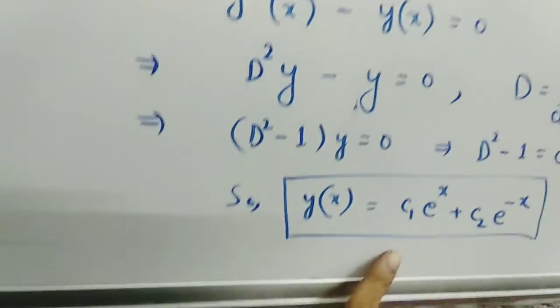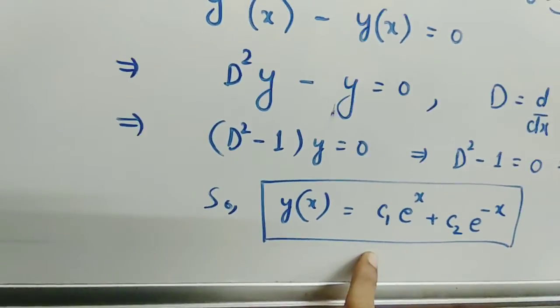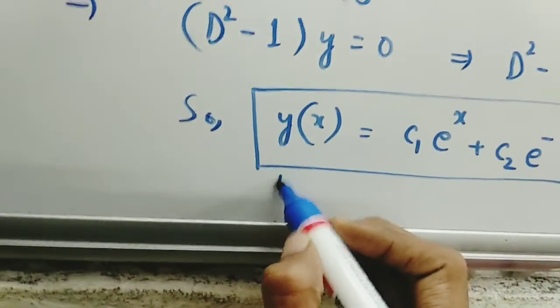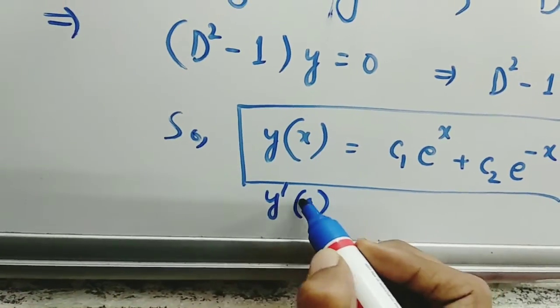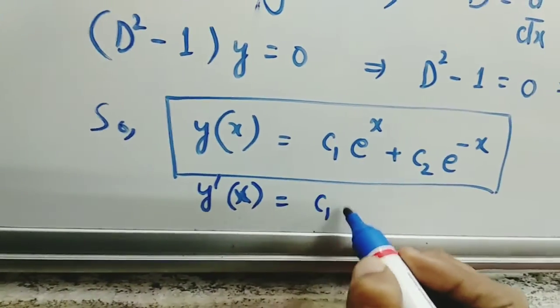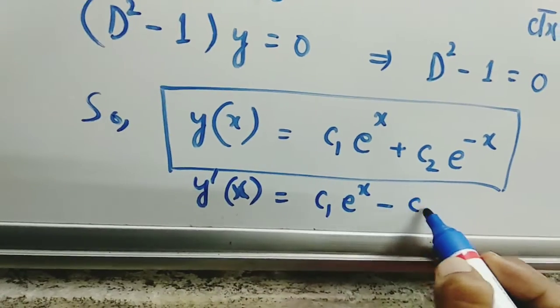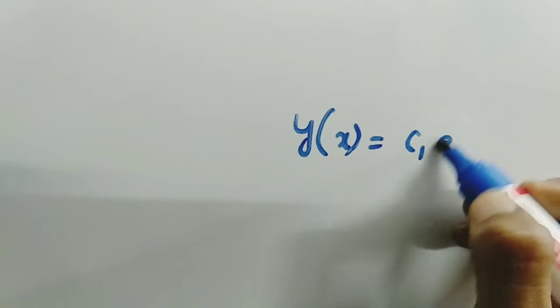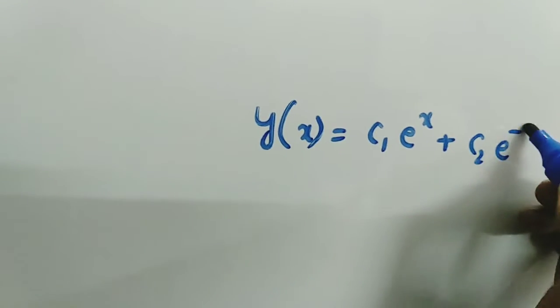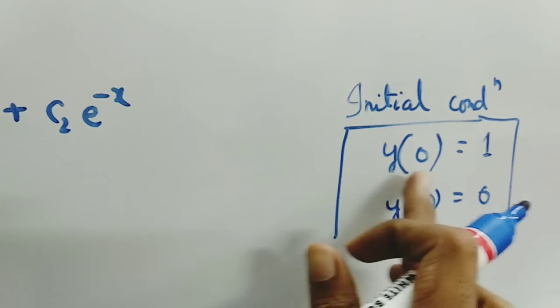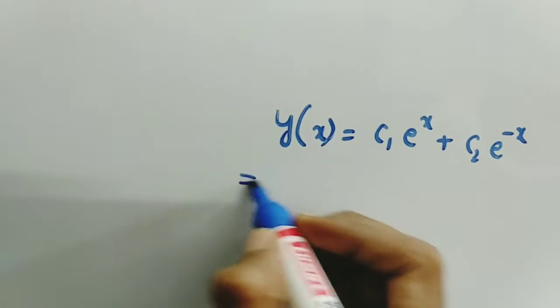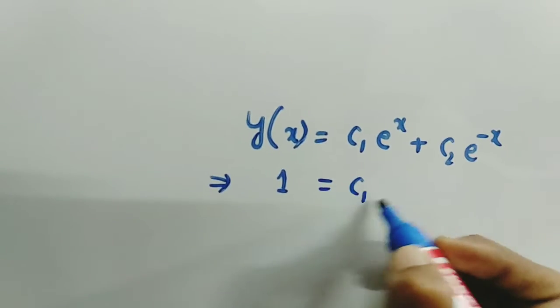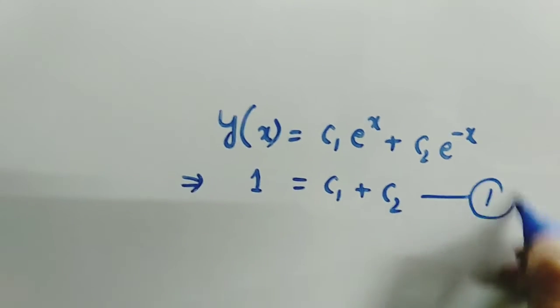So we get two initial conditions which we will apply to get the constants c1 and c2. Now we need y dash x, because we have to apply y dash 0, which is c1 e to the power x minus c2 e to the power minus x. So now we can directly apply the initial conditions. We have y of x equals c1 e to the power x plus c2 e to the power minus x. We apply y of 0 equals to 1 here, and we get 1 equals c1 e to the power 0, which is 1, and c2 e to the power 0, which is 1. So c1 plus c2 equals to 1.